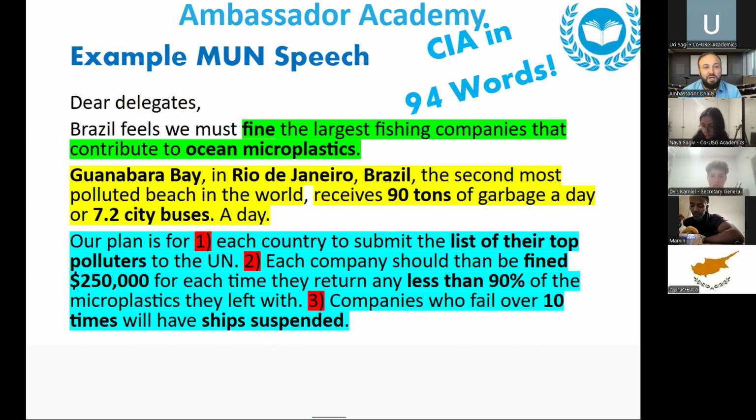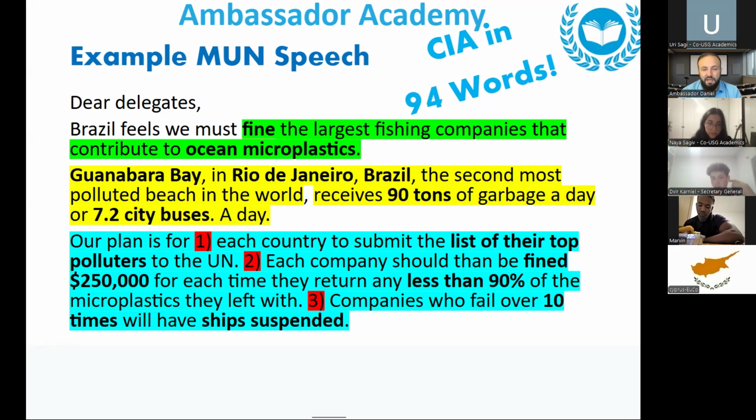Okay, so make sure, but this is a good example in words of linking a percentage to a number. Because here you want to make sure it's clear to your audience. To name drop Guanabara Bay does not have impact. We don't know what that is, but we know what Brazil is. And then we say second most polluted beach in the world. We're like, wow, I did not know that. 90 tons of garbage a day.